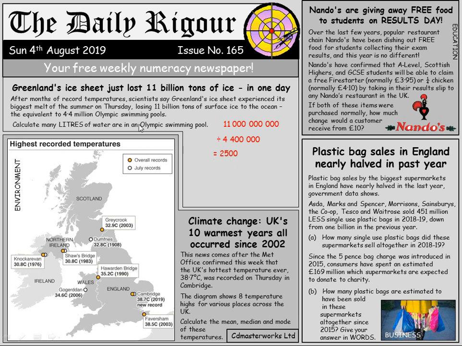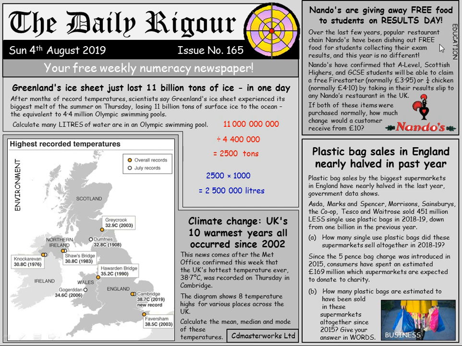But of course that's the amount of water in an Olympic swimming pool in tonnes, but we're asked how many litres. So how do we change tonnes into litres? Well, there's 1,000 litres in a tonne, so we need to multiply this figure by 1,000, and that comes to 2,500,000 litres in an Olympic swimming pool.